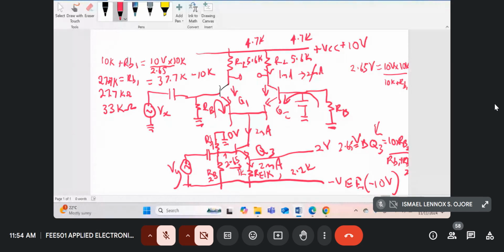And the higher the RBs, the better, because the source Vx sees RB as one of its loadings, as its input resistance. So the higher the RB, the better. But RB should not be so high that the transistor cannot provide a collector current of 1 milliamp.